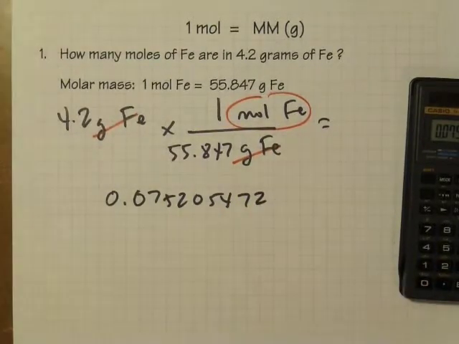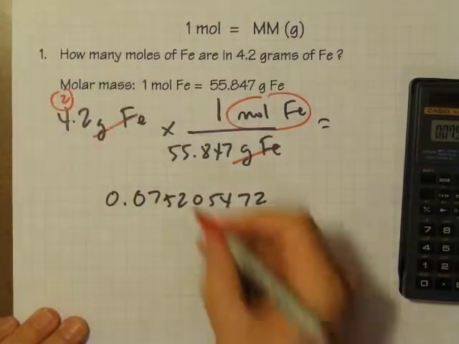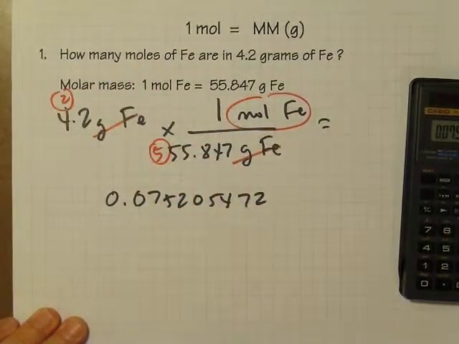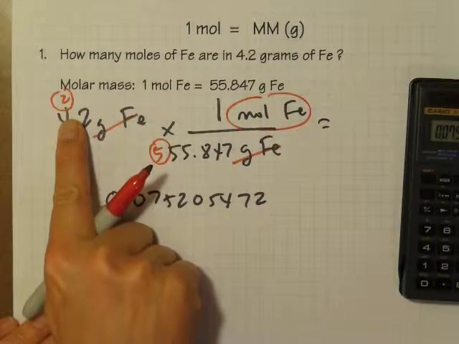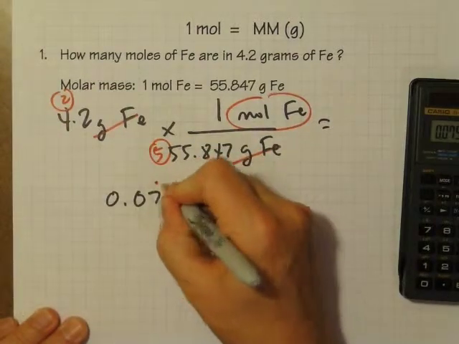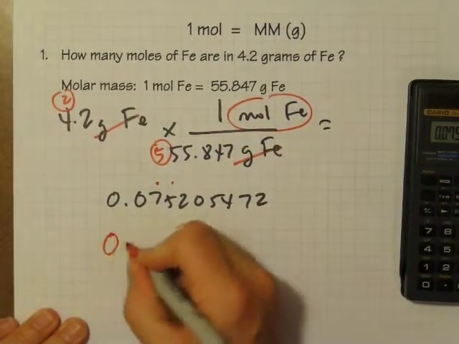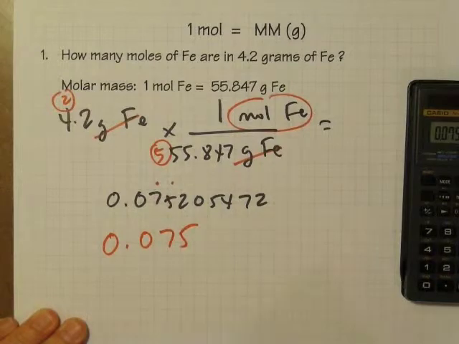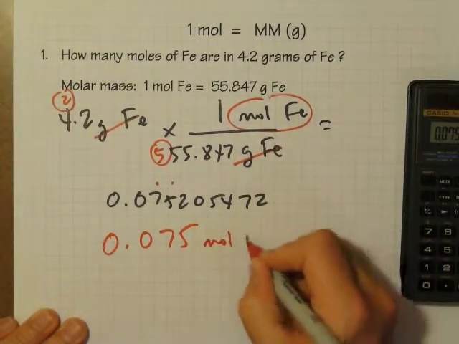0.075205472, on and on and on. But since my measured quantities have 2 significant figures and 5 significant figures, and since the rule for multiplying and dividing is you can only keep the fewest significant figures of the measured quantities, I'll keep just the first 2 significant figures, 0.075, and my unit will be moles of iron.